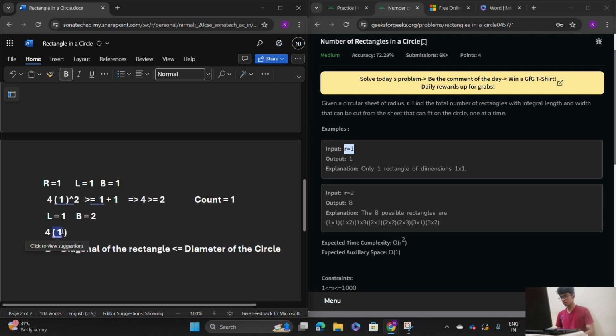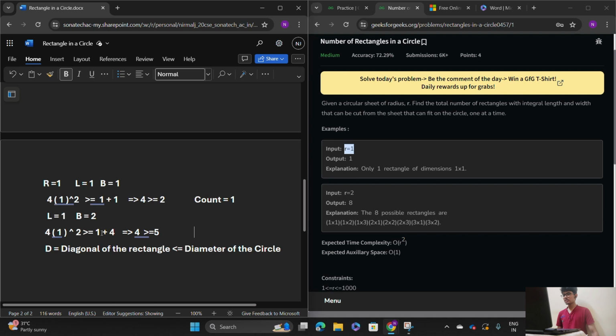4 r square is greater than or equal to L square plus B square. We are going to substitute here. What is L square? 1. B square? 4. When I do this, what I'm going to get here is 4 is greater than or equal to 5. So in this condition, you can't increment the count by 1.